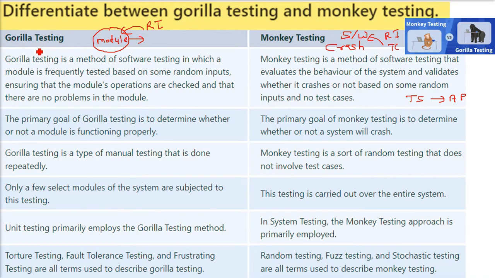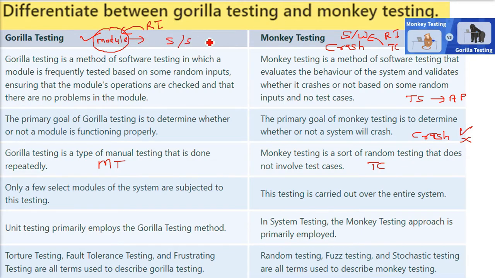In gorilla testing, the primary idea is whether a function is working properly or not. Monkey testing is about whether a system or software is crashing or not, and what its behavior is on random inputs. Gorilla testing is manual testing, where the developer and the tester meet and work together repeatedly. Monkey testing is a kind of random testing that does not involve any test cases, and any tester can do it.